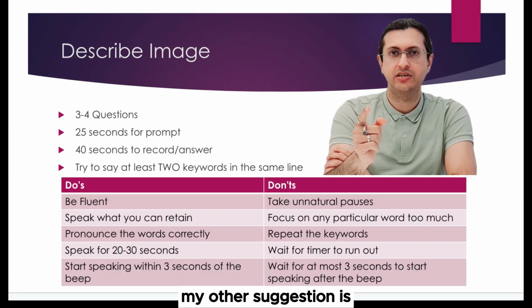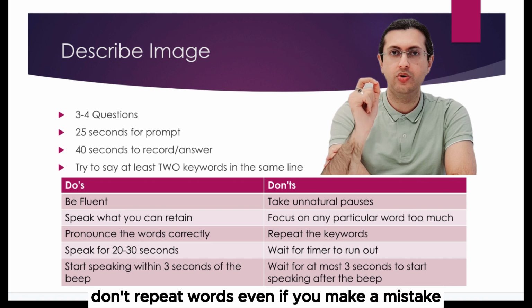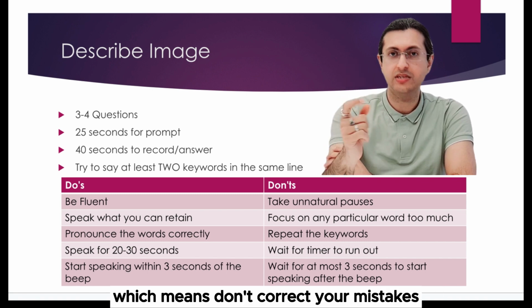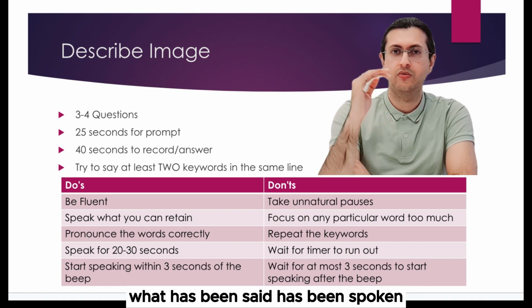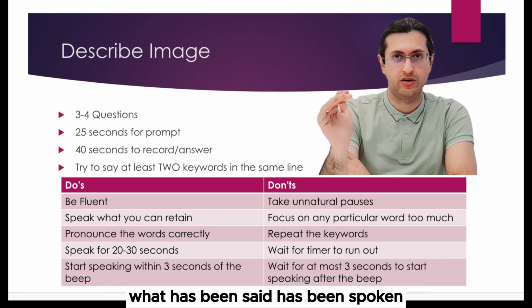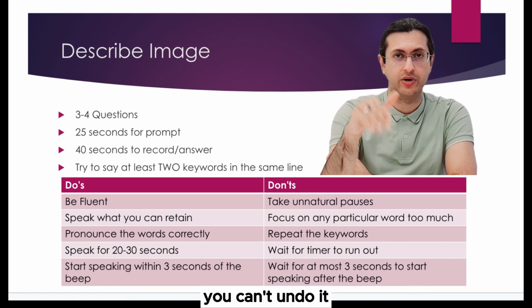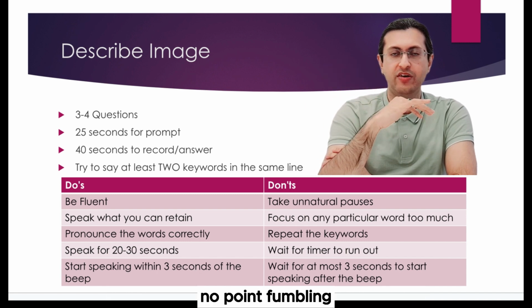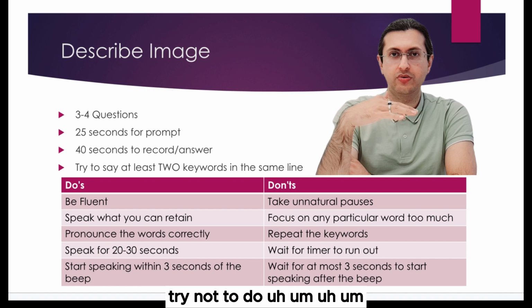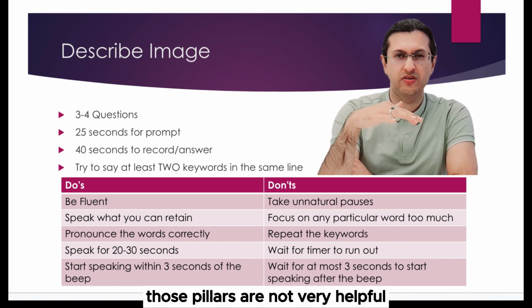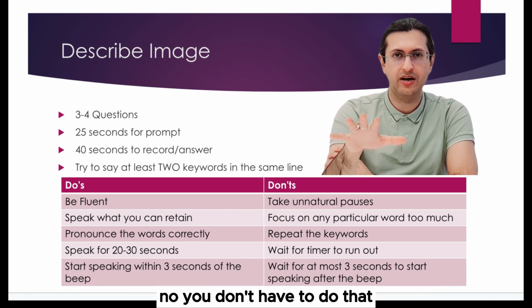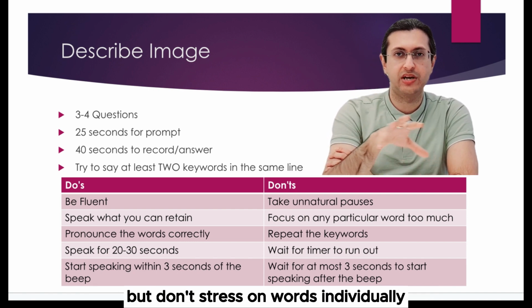My other suggestion is, don't repeat words even if you make a mistake, which means don't correct your mistakes. What has been said has been spoken. You can't undo it. Okay? So no point correcting your mistakes, no point fumbling. Try not to use fillers, they are not very helpful. You don't have to speak very fast like a robot. No, you don't have to do that. But don't stress on words individually like this.